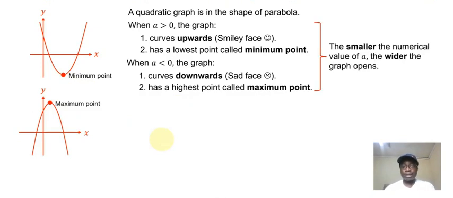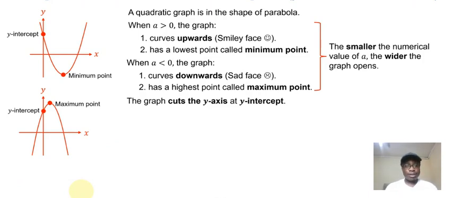Another property is that your value a, the coefficient of x squared, if it is small, you're going to have a wider graph. So let's imagine 1 for a, and if I say 2, 3, 4, it becomes narrower. So there is an inverse proportion: if the value is small, the graph is wider, and if it is large, the graph is narrower. So that's another property due to the value of a.